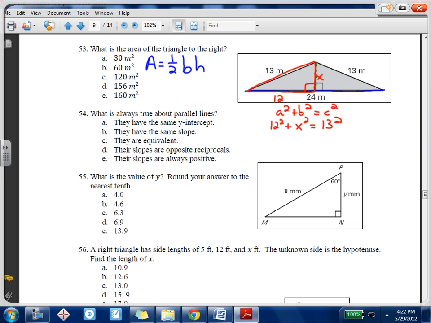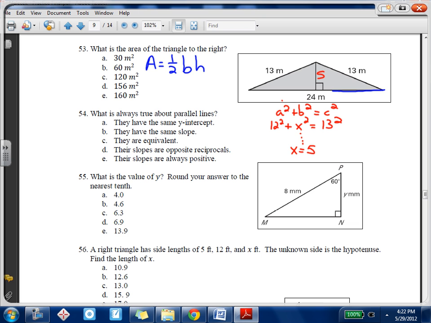I'm not going to spend the time to do this, but this turns out so that x equals 5. So we can replace my height now. Instead of the x, we can write it as 5. Let's just erase the whole red triangle, actually. We know that the height is 5 now.